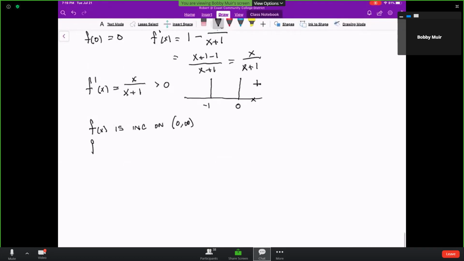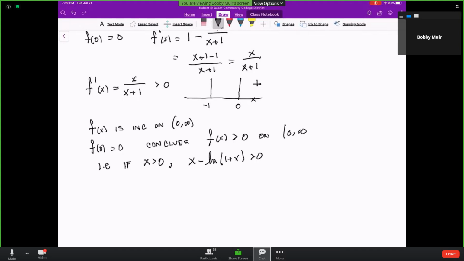So since f of 0 was equal to 0 and the function is increasing, we can conclude that f of x is positive on the interval 0 to infinity, i.e., if x is bigger than 0, x minus the natural log of 1 plus x is positive, i.e., x is bigger than the natural log of 1 plus x.